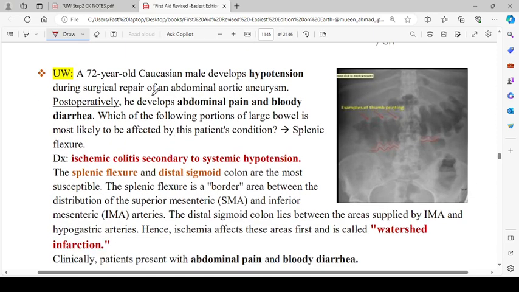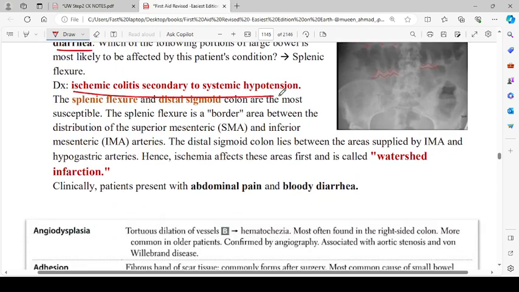UWorld point: a 72-year-old Caucasian male develops hypotension during the surgical repair of an abdominal aortic aneurysm. Post-operatively, he develops abdominal pain and bloody diarrhea. Which of the following portions of the large bowel is most likely to be affected by this patient's condition? The answer is the splenic flexure because it is a watershed area. The diagnosis is ischemic colitis secondary to systemic hypotension.